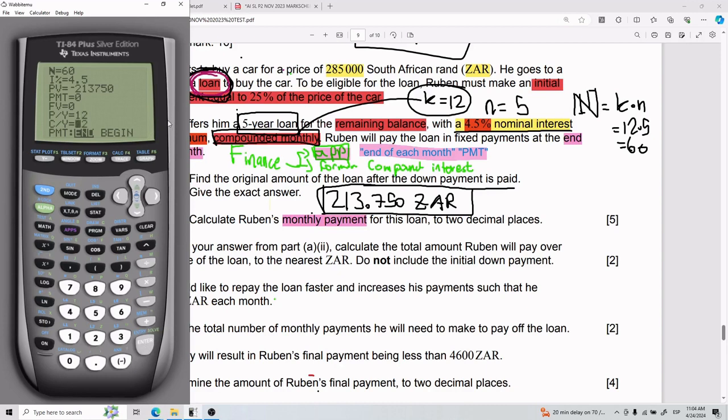PMT, end of period or begin, I always see end. So whatever, just leave it as end. I've never had to use begin. And now you can solve for PMT.